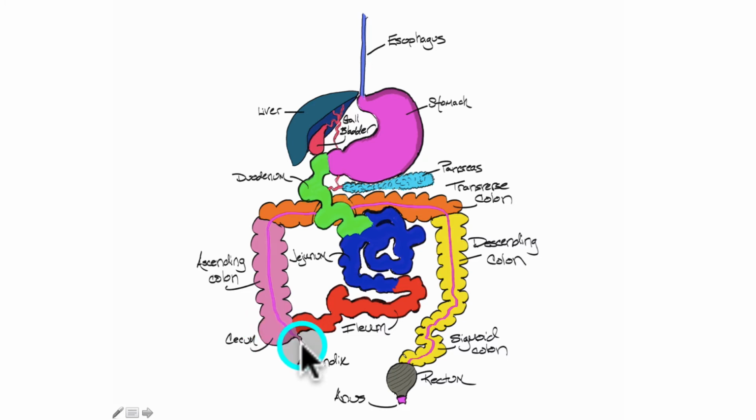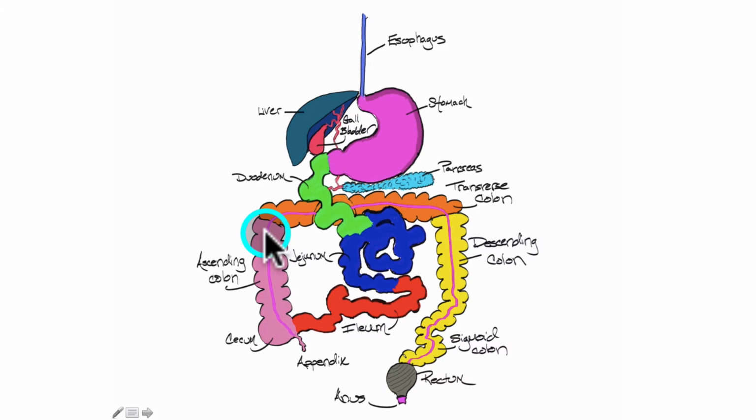As we can see coming off the cecum right here, we have the appendix, and then we proceed up the ascending colon, the transverse colon, and the descending colon. The descending colon gives rise to a region known as the sigmoid colon because of the S-shaped morphology of this region of the intestine. And from the sigmoid colon, we enter the rectum and finally the anus.